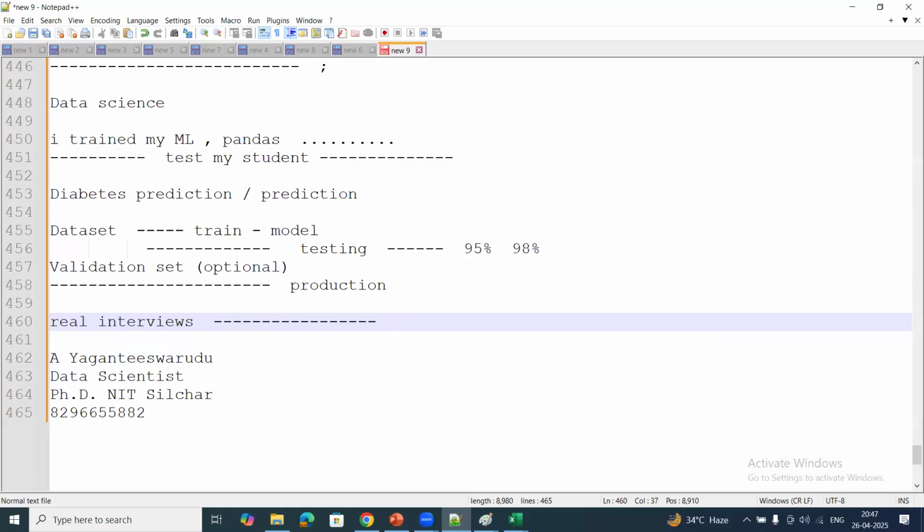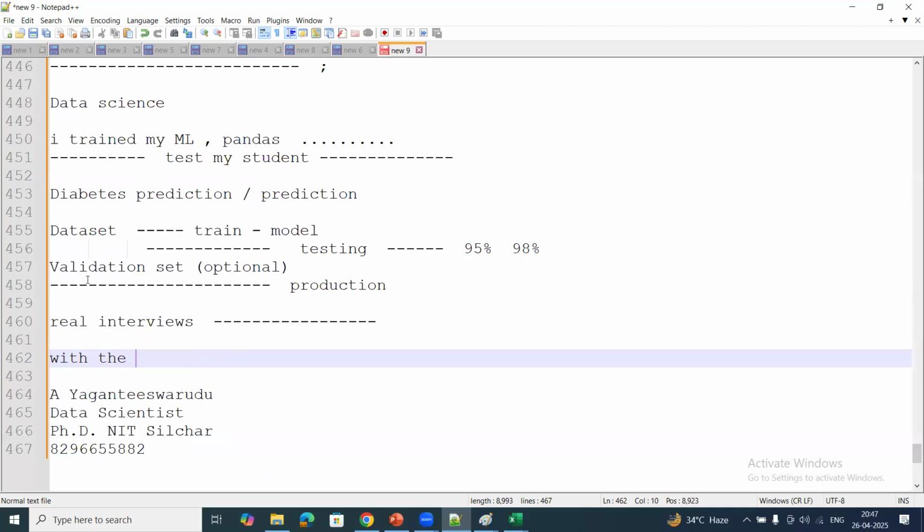So that's why this validation set is optional. Training and testing will be done by the developer, but validation will be done in the production system with the live data. This evaluation on the live data means continuous evaluation will be done. And if my model is not performing well, again I need to train my model. Again I need to perform all the machine learning phases. That will be the second phase.